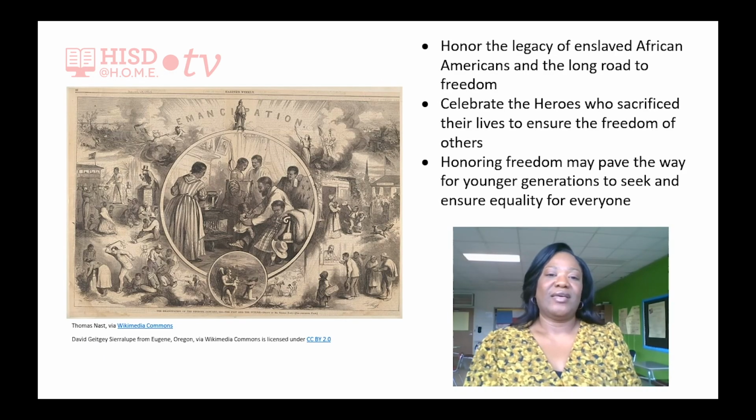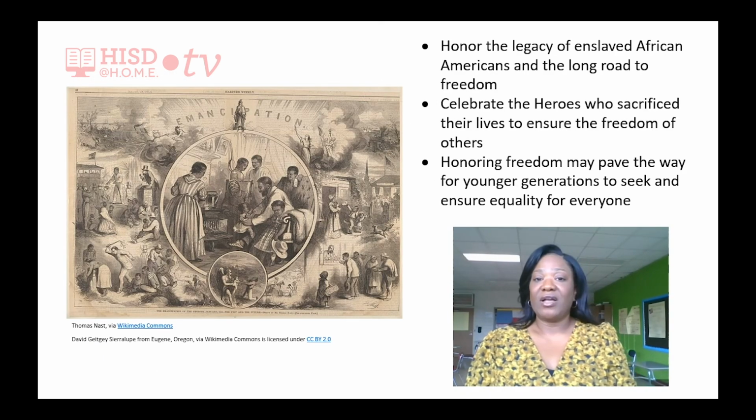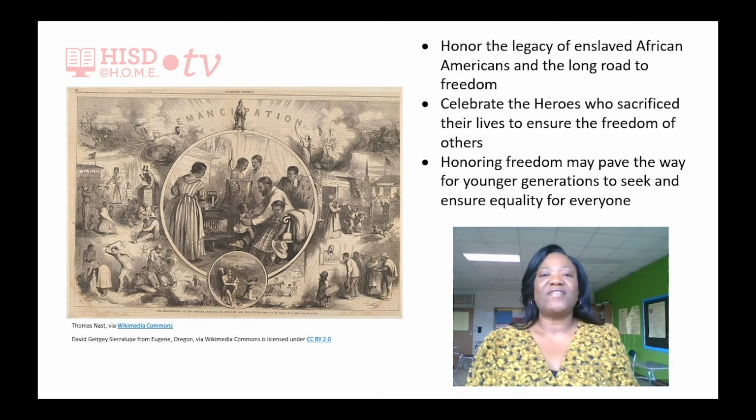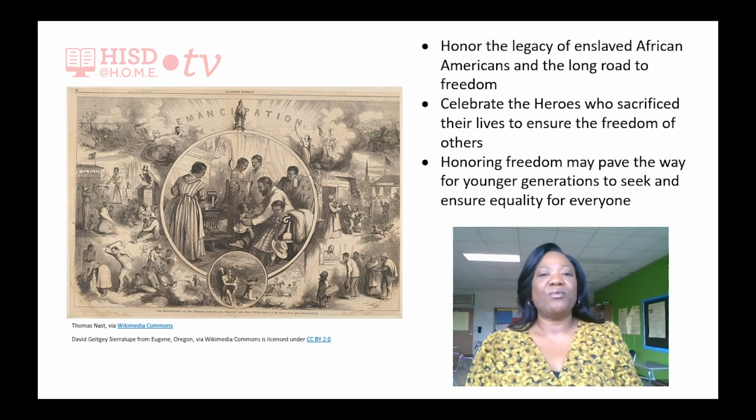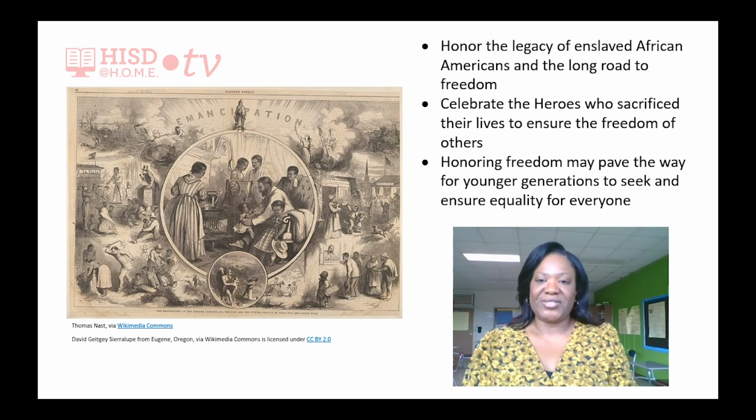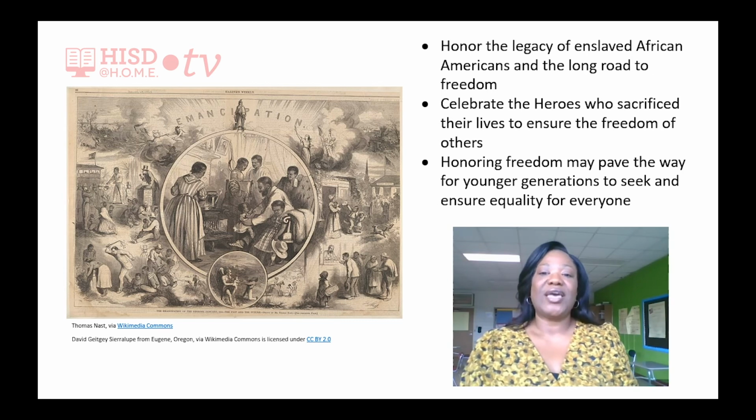This photo here honors the legacy of enslaved African Americans and the long road to freedom. It celebrates the heroes who sacrificed their lives to ensure the freedom of others. Honoring freedom may pave the way for younger generations to seek and ensure equality for everyone.